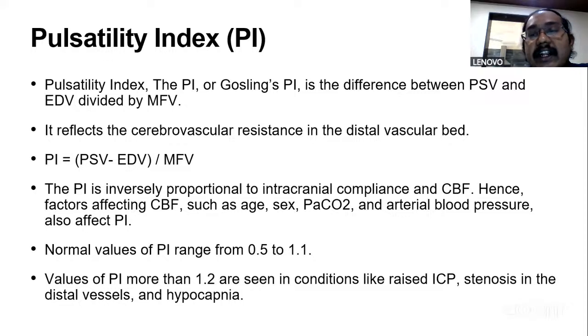So it is an indirect reflection of increase in resistance in the distal vascular bed. It is also called Gosling's PI. It is the difference between peak systolic velocity and end diastolic velocity divided by mean flow velocity. The normal range is 0.5 to 1.1. Values of more than 1.2 are seen in raised ICP.